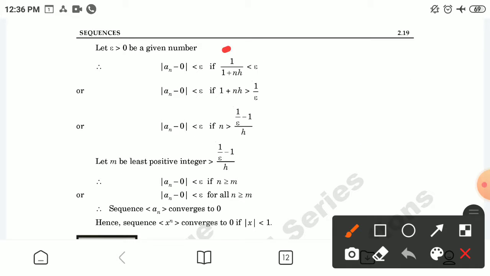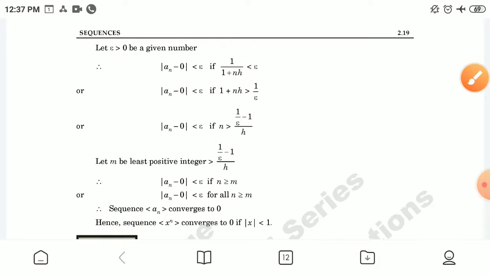Let epsilon greater than 0 be a given number. Therefore |an minus 0| is less than epsilon if 1 by (1 plus nh) is less than epsilon, or if 1 plus nh is greater than 1 by epsilon, or if n is greater than 1 by epsilon minus 1 by h. Let m be the least positive integer which is greater than 1 by epsilon minus 1 by h. Therefore, the sequence an converges to 0.